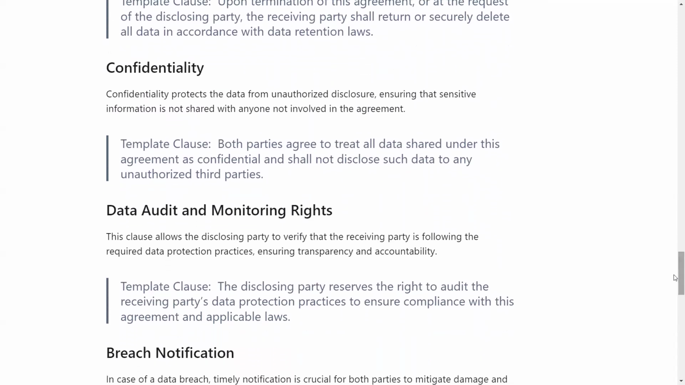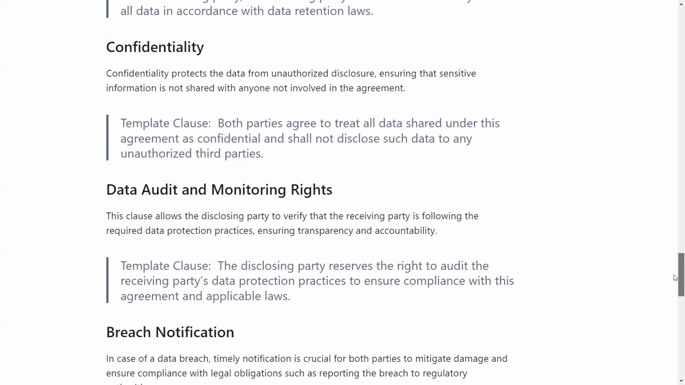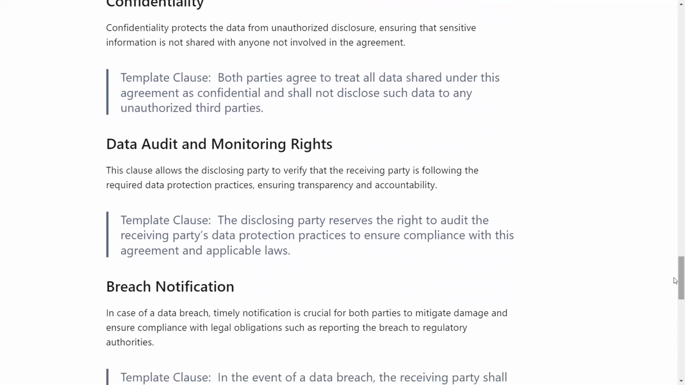Next, we have confidentiality. Confidentiality protects the data from unauthorized disclosure, ensuring that the sensitive information is not shared with anyone not involved in the agreement. Template clause. Both the parties agree to treat all data shared under this agreement as confidential and shall not disclose any such data to any unauthorized third parties.